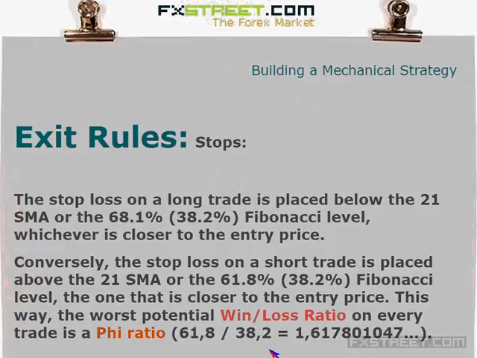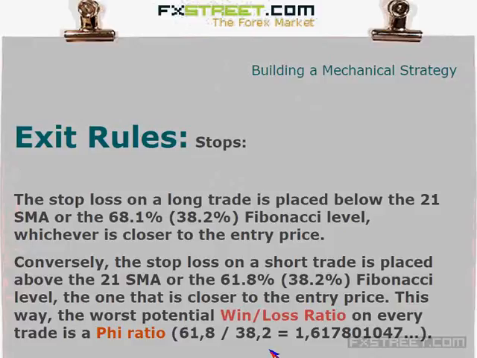Conversely, the stop loss on a short trade is placed above the 21 or the 61.8 or 38.2 Fibonacci level, the one that is closer to the entry price. This way, the worst potential win-loss ratio on every trade is a Fibonacci ratio. When I discovered this, it was very curious, no? Because everything was somehow related to the Fibonacci scale.